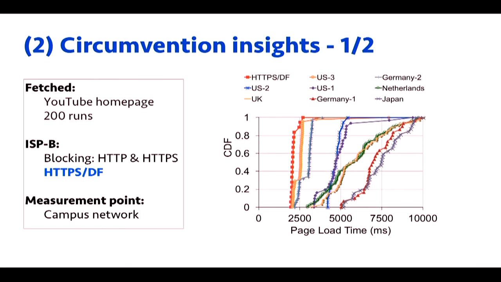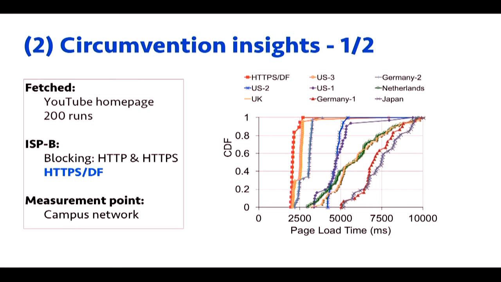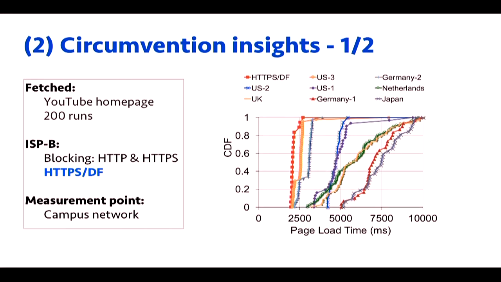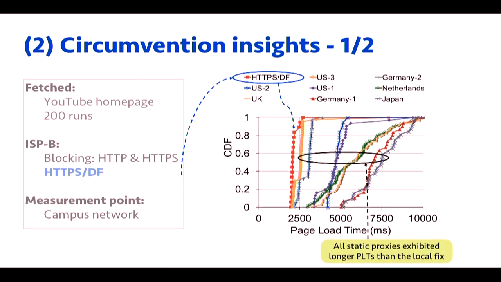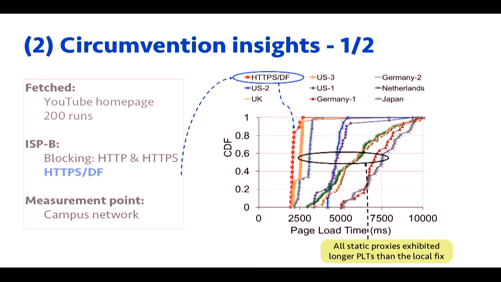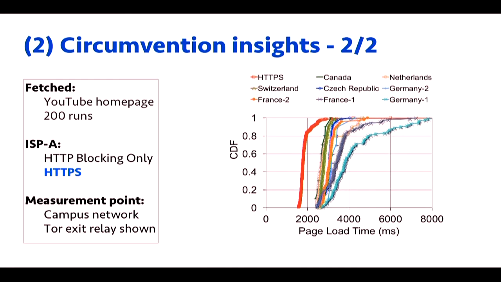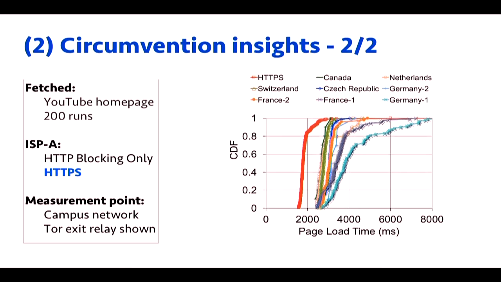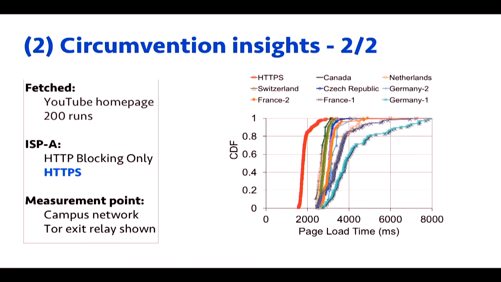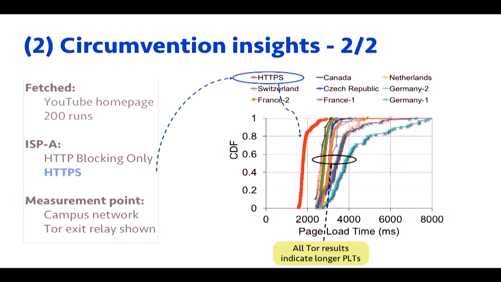So on the right-hand side, you see a CDF of the page load times for static proxies located at different points across the world, including US, Germany, Netherlands, Japan. And the key takeaway is that all the static proxies exhibit longer PLTs than the local fix. Next, we conducted measurements with Tor. We picked Tor exits at different locations across the world, including Canada, Czech Republic, Germany, Netherlands, and we find that the local fix in this case as well leads to much smaller page load times.